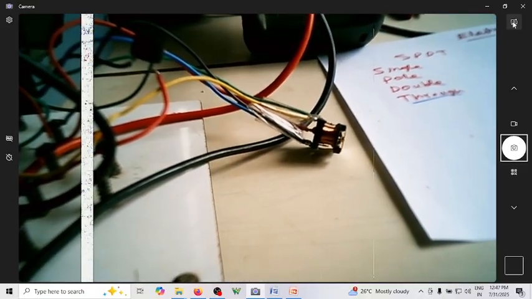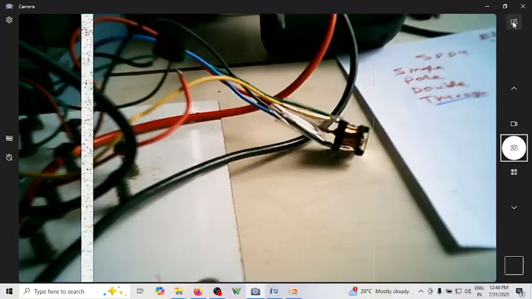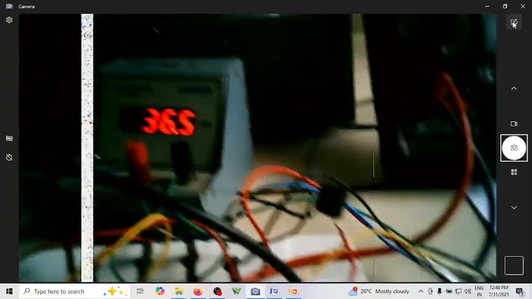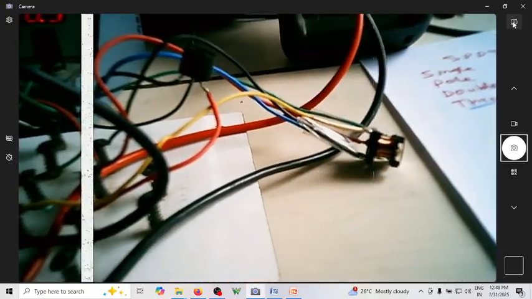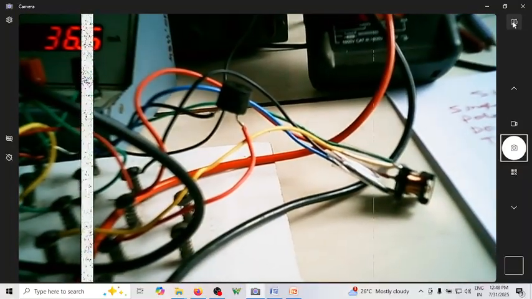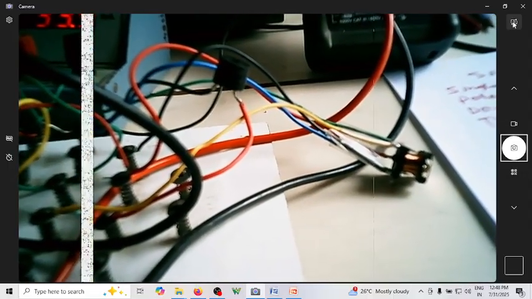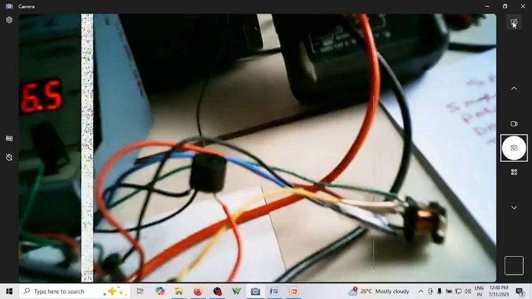So I'll reduce the current. Can you see it is pulled down? Now the current is 36 milliamperes. I have reduced the resistance. It is enough. It has pulled down. I will increase the resistance. Current reduced, so it went up. It came down. This is how a relay operates.